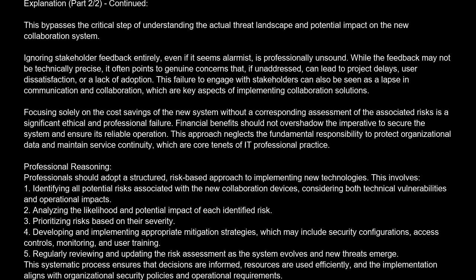This involves: 1. Identifying all potential risks associated with the new collaboration devices, considering both technical vulnerabilities and operational impacts. 2. Analyzing the likelihood and potential impact of each identified risk. 3. Prioritizing risks based on their severity. 4. Developing and implementing appropriate mitigation strategies, which may include security configurations, access controls, monitoring, and user training. 5. Regularly reviewing and updating the risk assessment as the system evolves and new threats emerge.